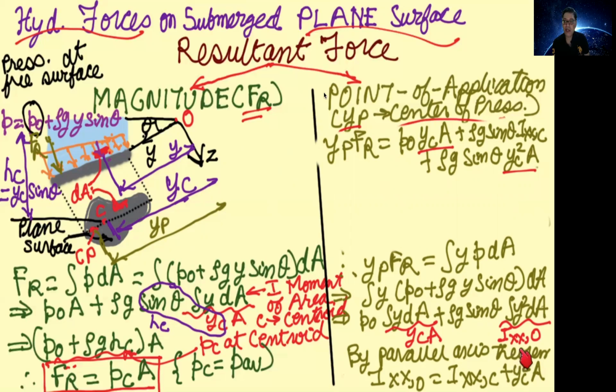Although here we are getting the moment of inertia about the x-axis passing through this point O, by using the parallel axis theorem, where we take the distance between O and the centroid, which is yc, we know that Ixx about O is equal to the moment of inertia about C plus the distance between O and C, which is yc, squared into A. So when you substitute it here, you get P naught yc A plus rho g sine theta Ixx about the centroid plus rho g sine theta yc square A. So basically, by using the parallel axis theorem, once you substitute it, you get this expression.